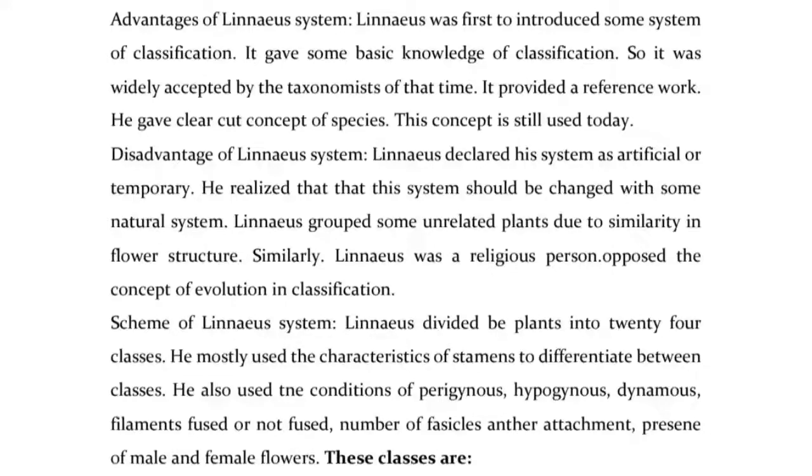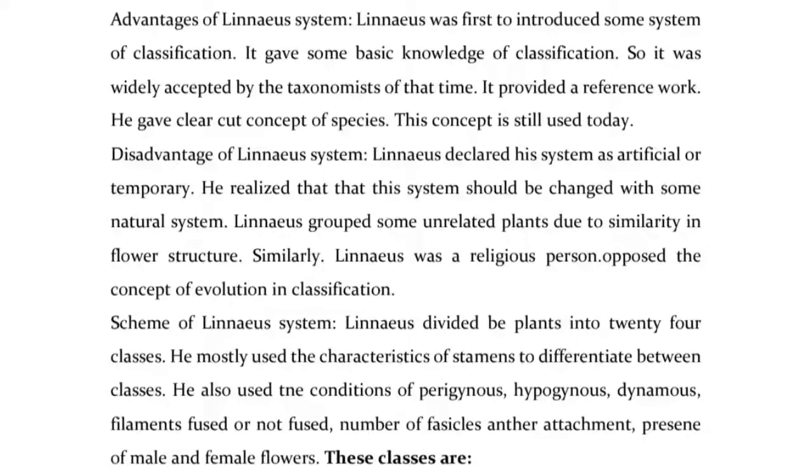Disadvantages of the Linnaeus system. Linnaeus declared his system as artificial or temporary. He realized that this system should be replaced with some natural system. Linnaeus grouped some unrelated plants due to similarity in flower structure. Similarly, Linnaeus was a religious person and opposed the concept of evolution in classification.